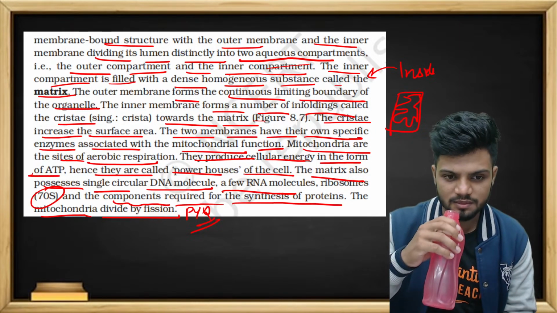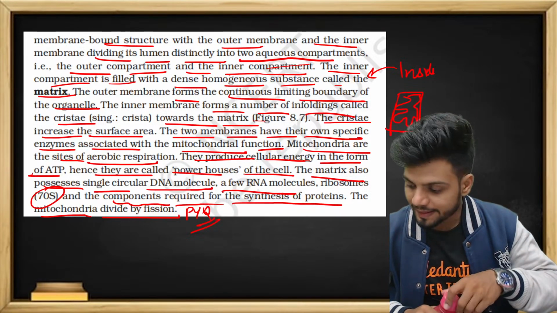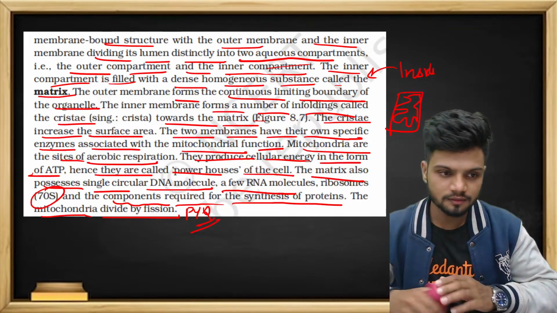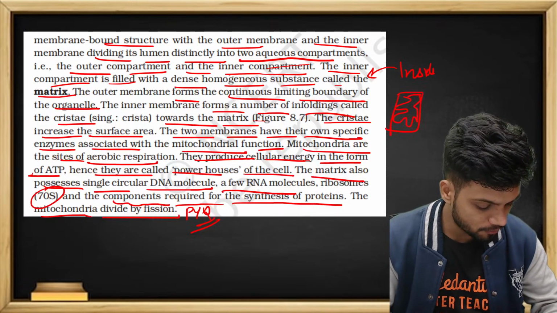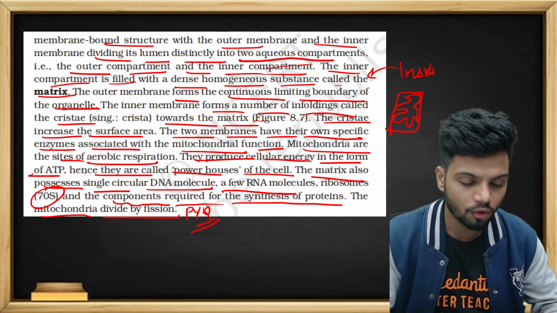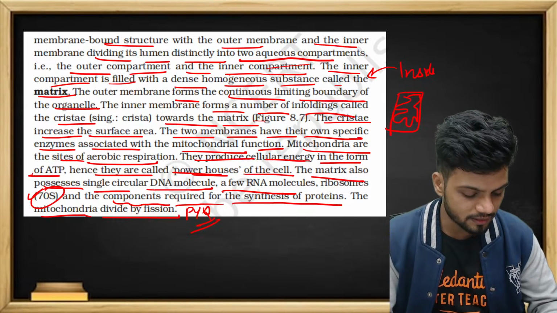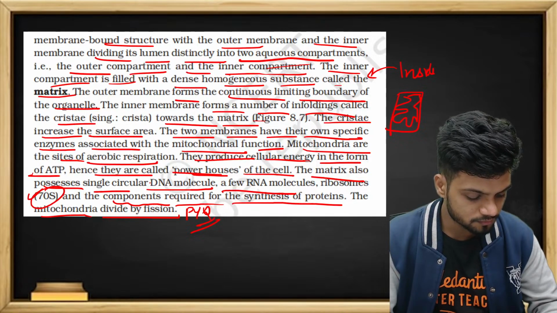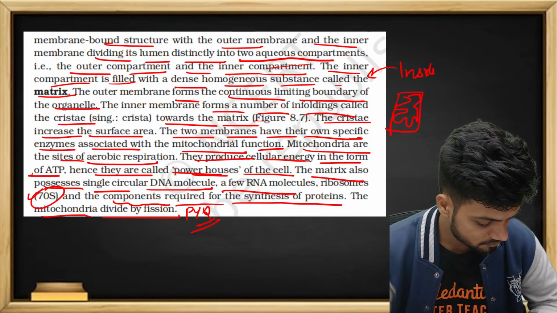Any doubt in this paragraph, quickly ask me. Any line of NCERT you don't understand, quickly ask me. All of you know what mitochondria is. All of you know it is called the power of the cell. Two membranes, outer membrane, inner membrane. 70S ribosomes. Circular DNA. No doubt, right? This is always a habit of mine, always asking if there is a doubt.